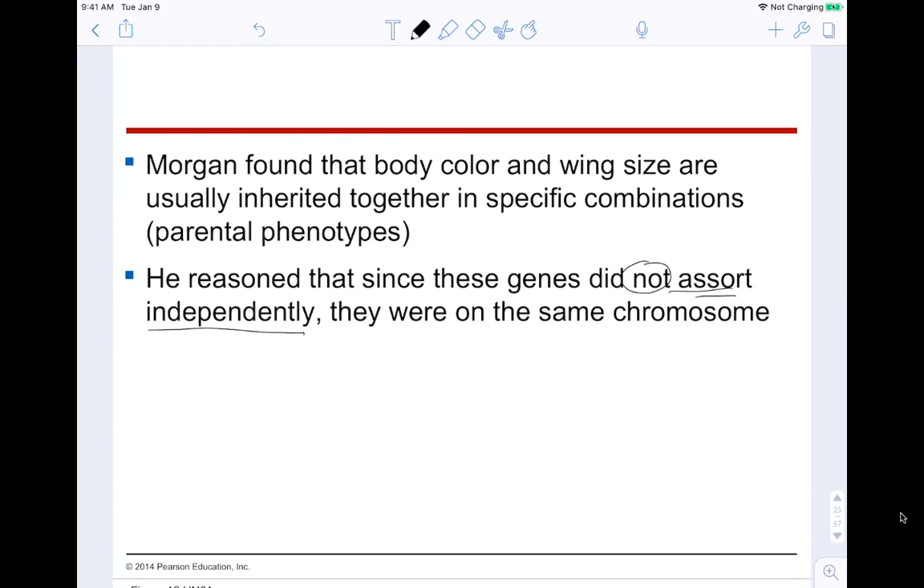This means that they had to be on the same chromosome because remember I said you can have green eyes and be short. You can have green eyes and have freckles. You can have blue eyes and have freckles. Therefore, freckles is not attached to eye color. They're independently assorted. Whereas if this body color and this wing size are always together, that means that they have to be on the same chromosome. So that's how we get linked genes.